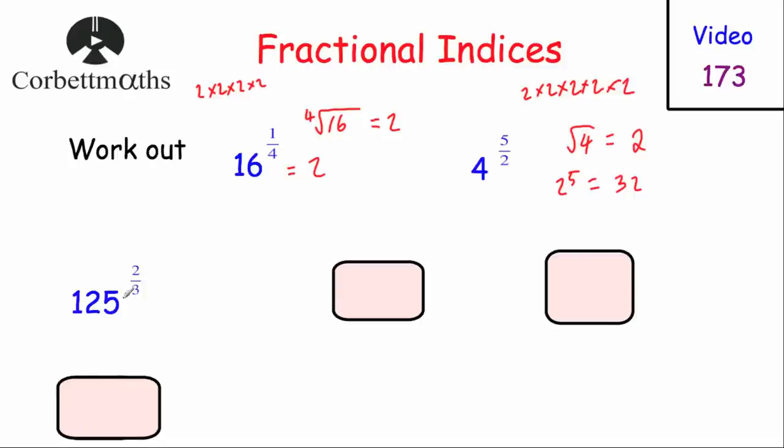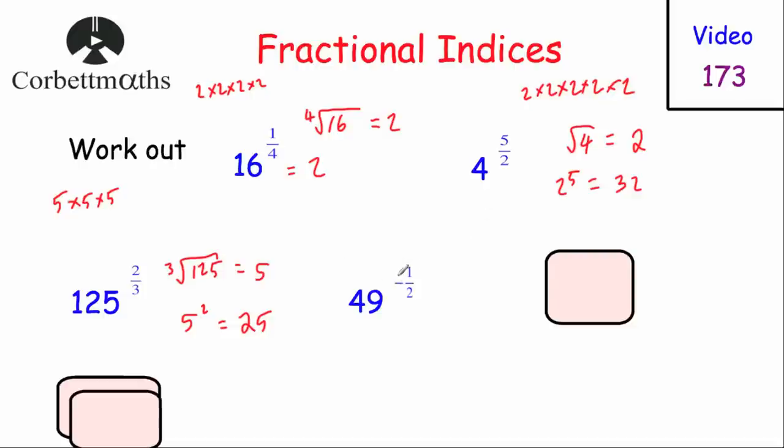Okay, next one is 125 to the power of 2/3. So we're going to look at the denominator and it's a 3. So we're going to work out the cube root of 125. And the cube root of 125 is 5, because 5 times 5 times 5 is 125. Now we're going to look at the numerator and that's a 2. So we're going to do 5 squared. And 5 squared is equal to 25. So 125 to the power of 2/3 is equal to 25 by taking the cube root and then squaring it.